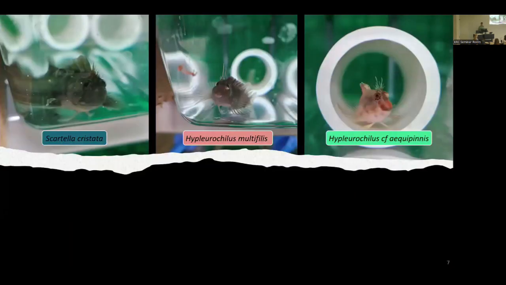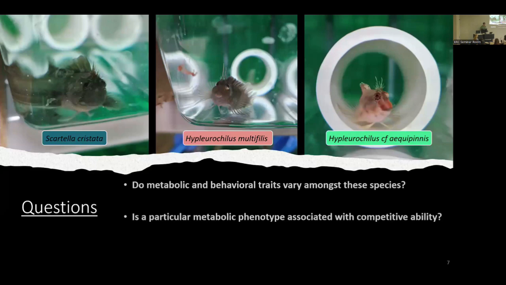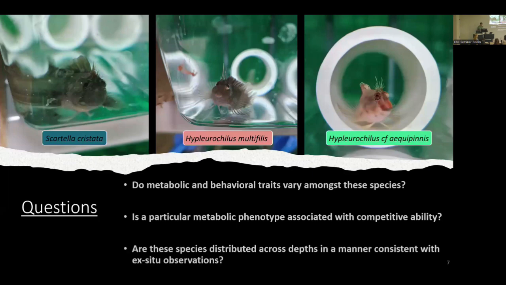So here are Hypleurochilus multifilis and Hypleurochilus geminatus, and we wanted to ask three questions of these species. First, at the species average level, do these metabolic traits, MMR, SMR, and aerobic scope, and various behavioral traits relating to competitive ability vary amongst those species? Second, at the individual level, is there a particular metabolic phenotype that's associated with their ability to win competitions? And then lastly, do the dynamics predicted by these lab studies hold true when we actually go and see how they're behaving on the piling?